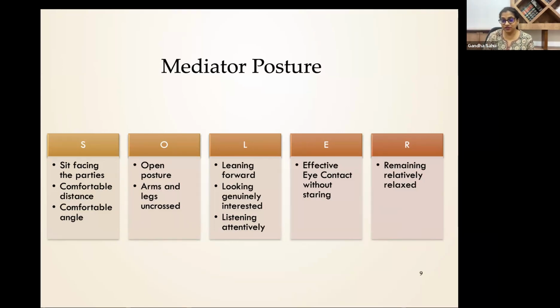E is for effective eye contact without staring. So your gaze has to be soft and not harsh, but at the same time, you have to show the person that you are interested. And R is for remaining relatively relaxed. Just because you are listening attentively doesn't mean you need to be tensed. You need to be relaxed. So this is the easiest way to remember the body language of the mediator.